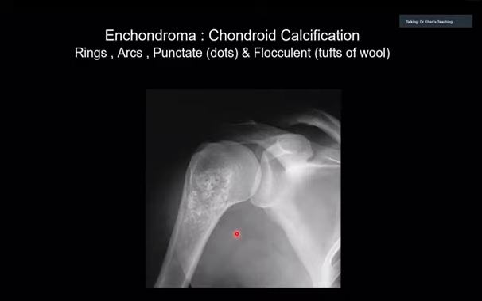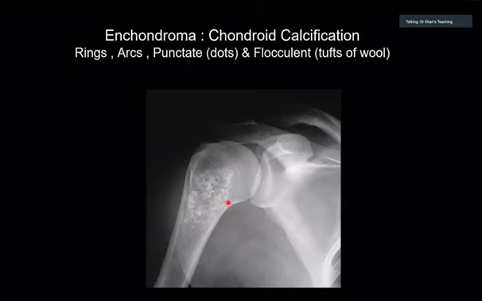When they are in the long bones, you will not find any lucency there. You will only find their calcification. And this concept is known as chondroid matrix. So remember, on a plain film, chondroid matrix can only be seen as calcification. This calcification is denser than the bone, and that's why you are seeing it. Now, the main exam point is, look at the pattern of this. And this is how it is described in literature: rings, arcs, punctate is dots, and flocculent means tufts of wool.